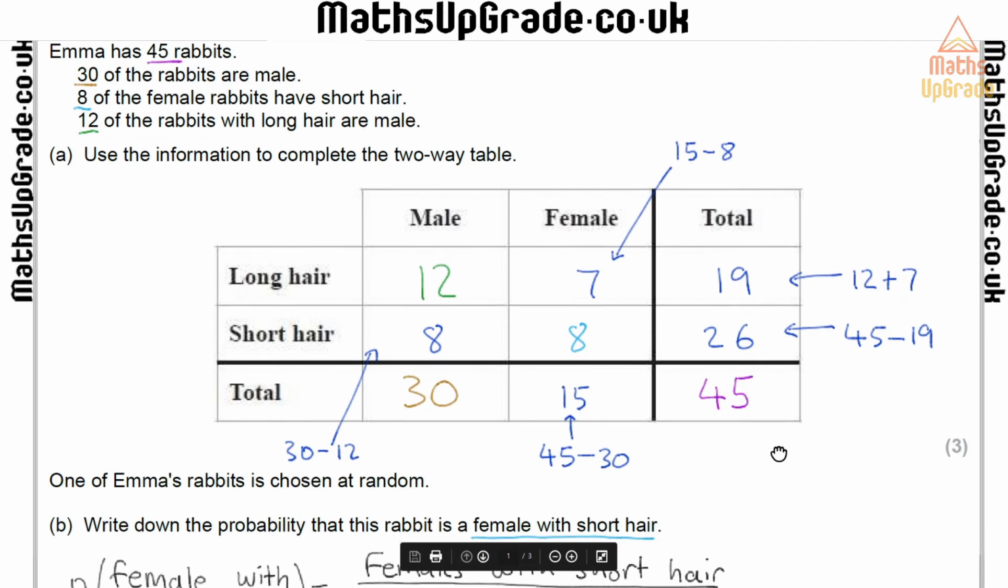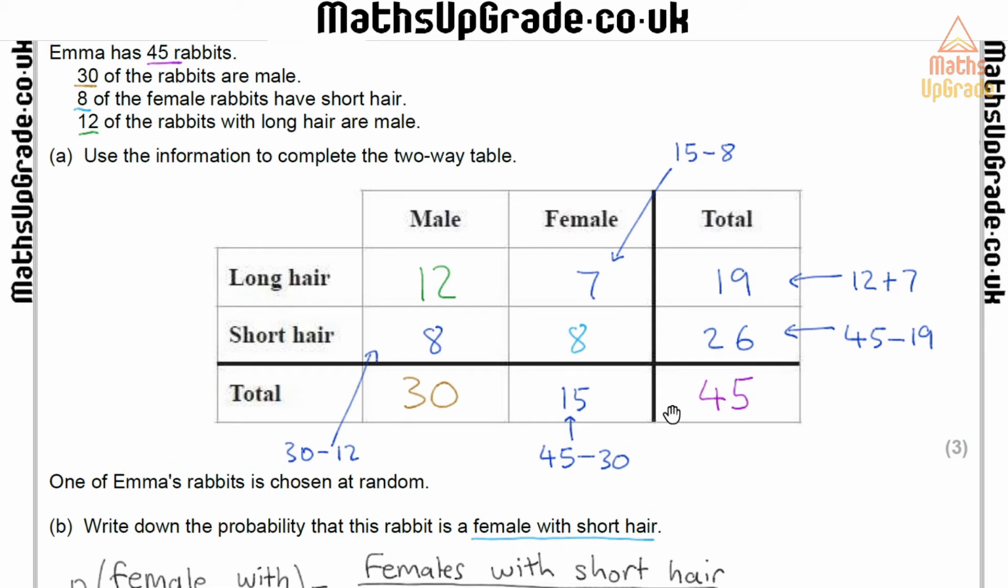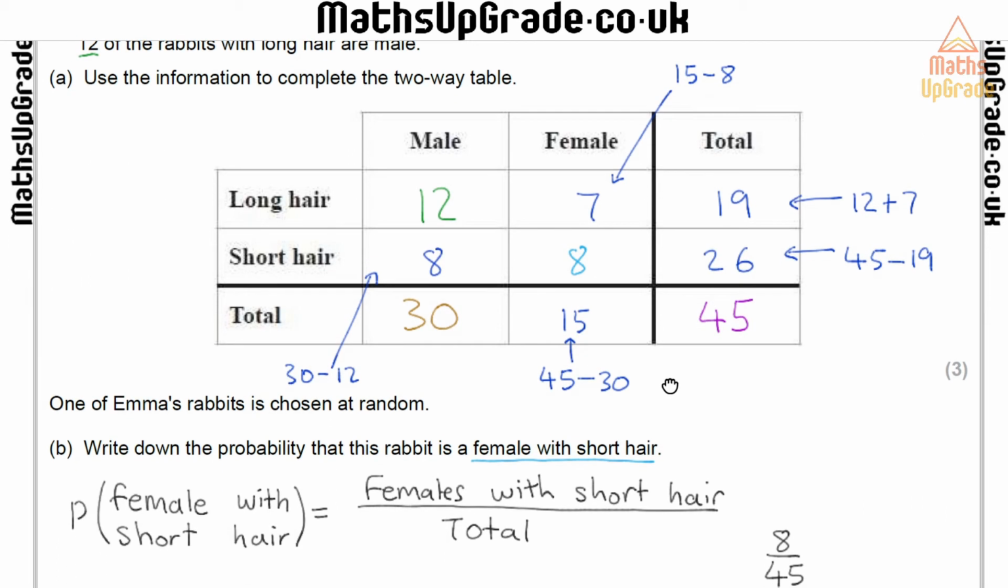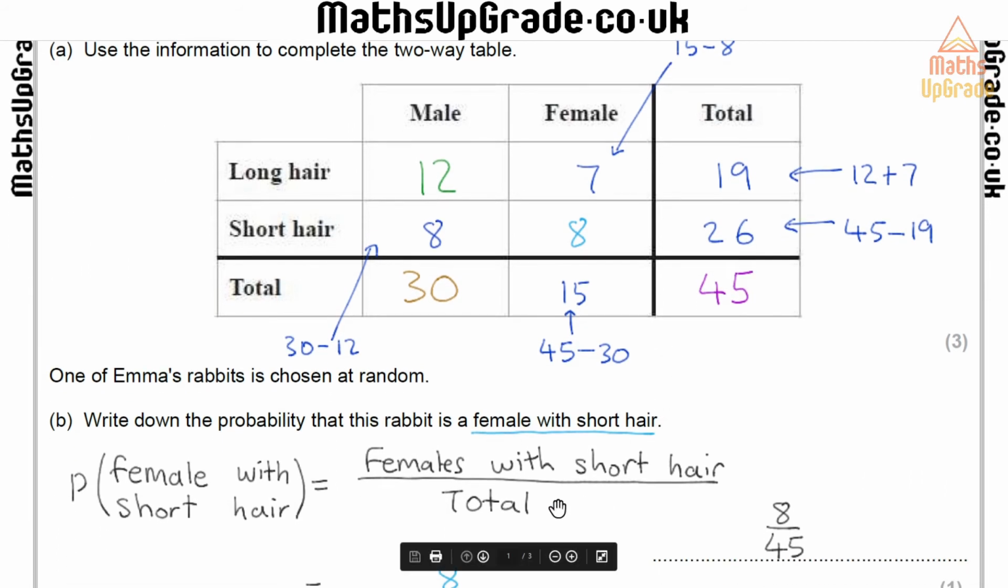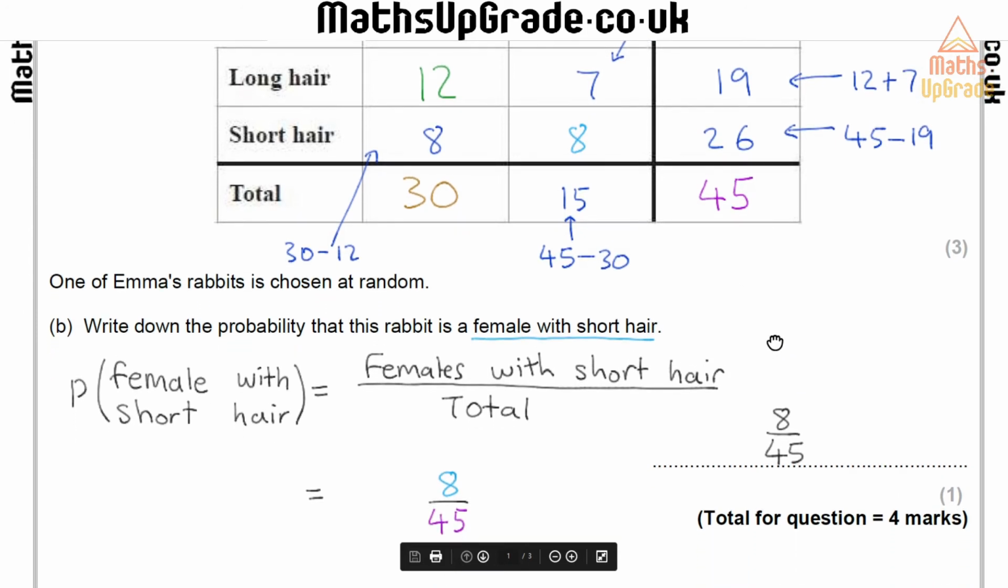In part B, it says that one of Emma's rabbits is chosen at random. Write down the probability that the rabbit is a female with short hair. So one of the rabbits is chosen at random. That means it could be any one of the 45 rabbits. And the probability is going to be female with short hair. Well, female with short hair, that was 8. So the probability is given by the female with short hair over total. So that's 8 over 45. So 8 out of 45.